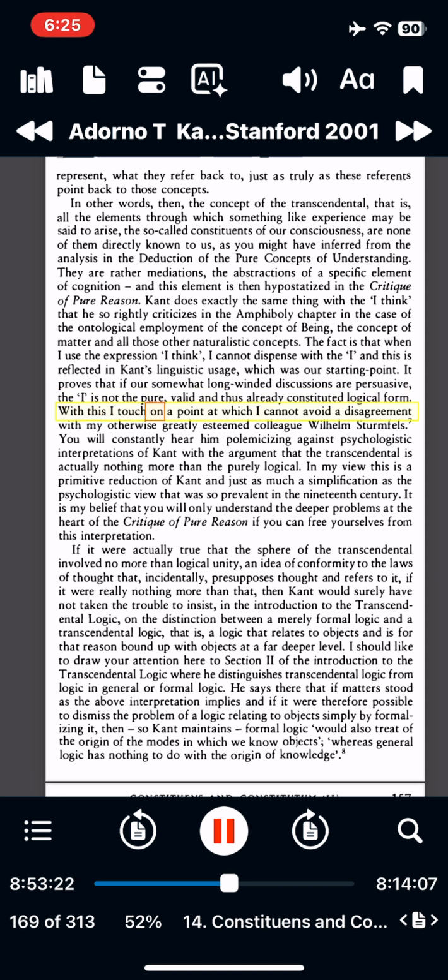With this I touch on a point at which I cannot avoid a disagreement with my otherwise greatly esteemed colleague Wilhelm Sturmfels. You will constantly hear him polemicizing against psychologistic interpretations of Kant with the argument that the transcendental is actually nothing more than the purely logical. In my view, this is a primitive reduction of Kant and just as much a simplification as the psychologistic view that was so prevalent in the 19th century.